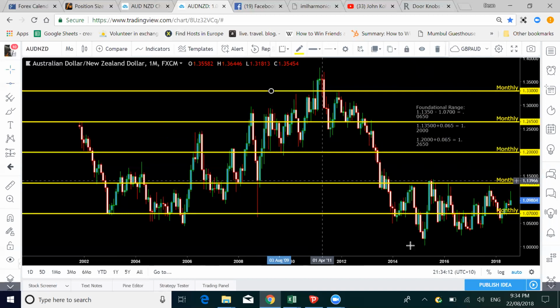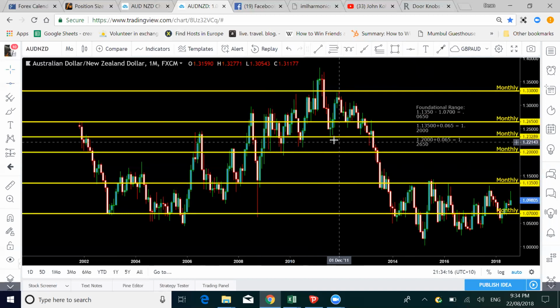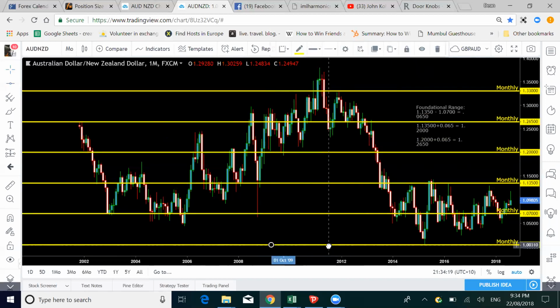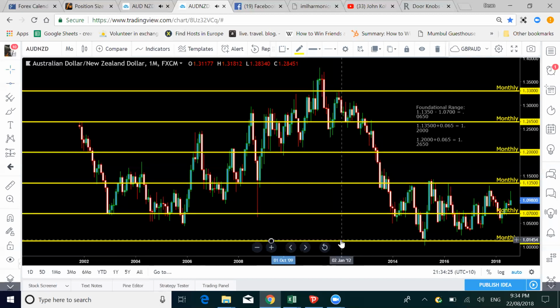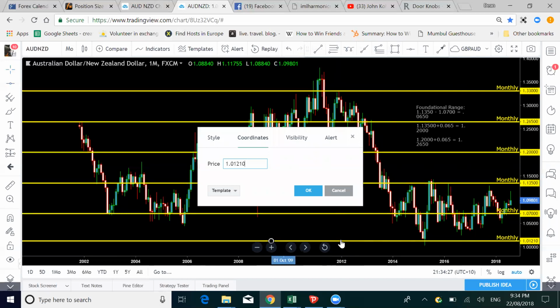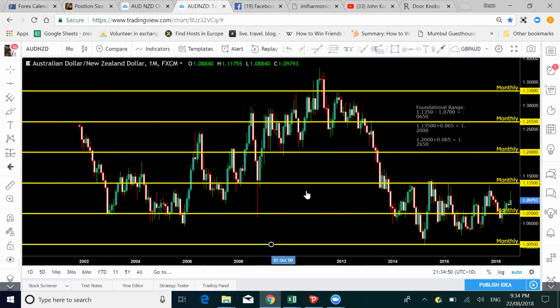All right, and then we could probably get one in down the bottom as well. So if we move one down to the bottom here, we're taking our bottom range, which is the 1.07. Remember that was the bottom of the range here, 1.07. We take off our foundational range of 0.065 to get us a point down here, minus 0.065, gives us one at 1.005. 1.0050. Okay, now look at that, right on the low.